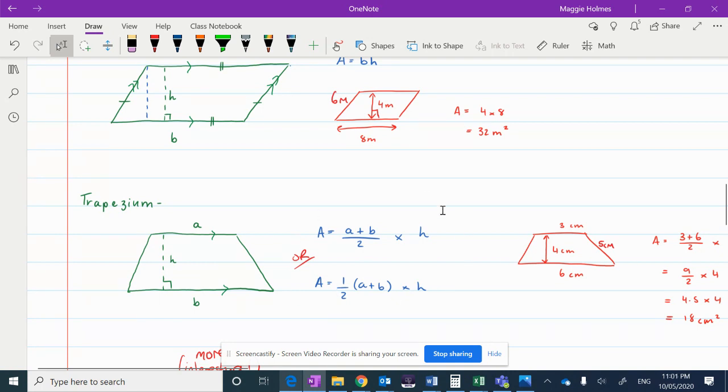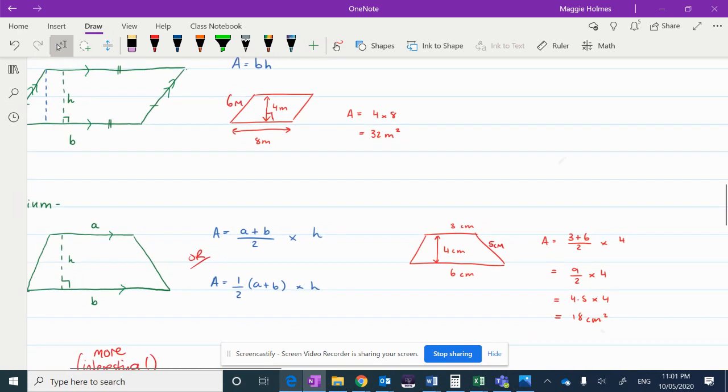I think it's the last textbook question. I've put it in as an extra one for this week.